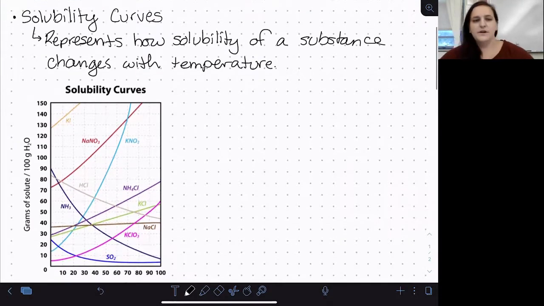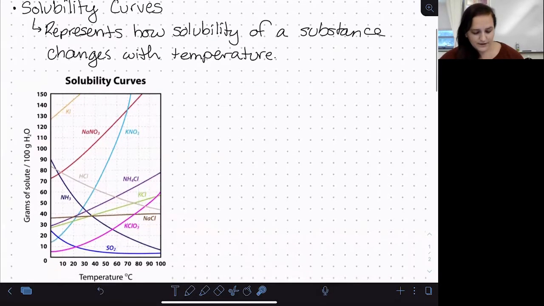So this is an example of several solubility curves all plotted on the same axes. You can see that different substances have very different solubilities, and different substances are affected very differently by temperature as well. So first, you should notice that most of our curves go upwards as temperature increases.